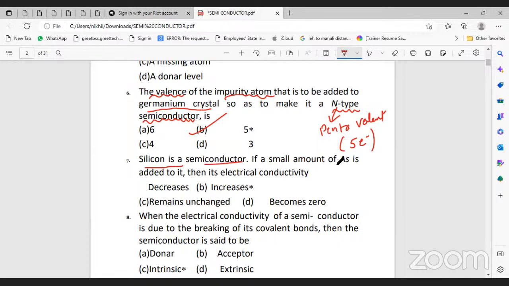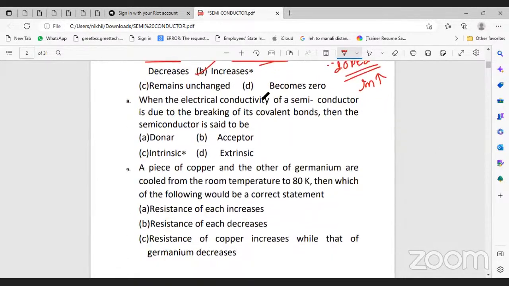Silicon is a semiconductor. A small amount of arsenic is added to it. Then what happens to its electrical conductivity? Whenever a pure semiconductor is doped with any impurities, its conductivity will increase. As the impurities increase, conductivity will increase. So conductivity depends on the impurities. Come to the next question.